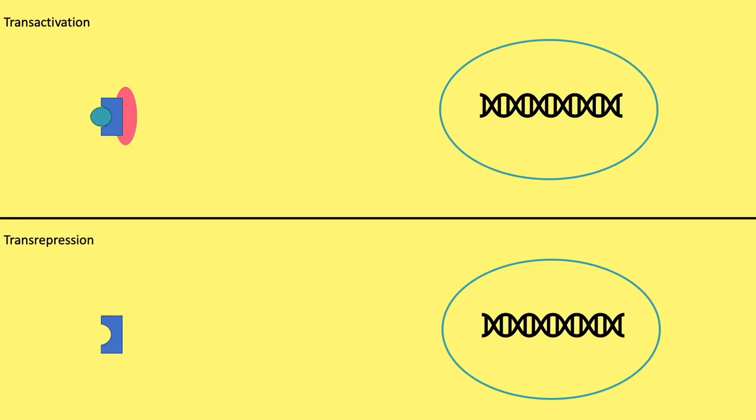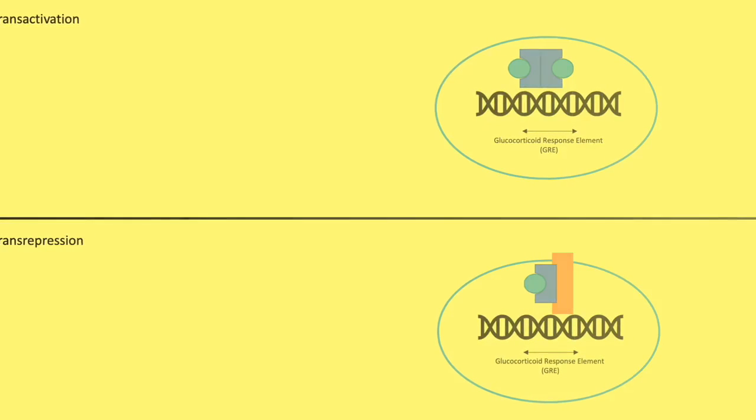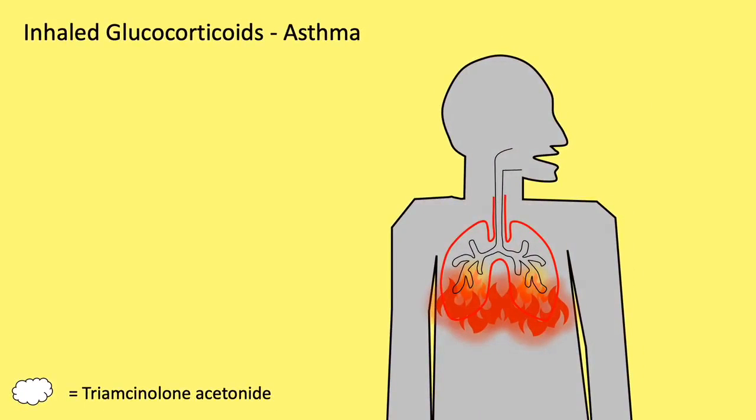Through transactivation, it can dissociate from the complex and form a homodimer, which results in the upregulation of anti-inflammatory molecules. Or, through transrepression, it can form another complex with pro-inflammatory transcription factors, resulting in the downregulation of pro-inflammatory cytokines. The action that the receptor has in the cell is highly dependent on the cell and its physiological state. Thus, glucocorticoids can be used in the treatment of inflammatory diseases.